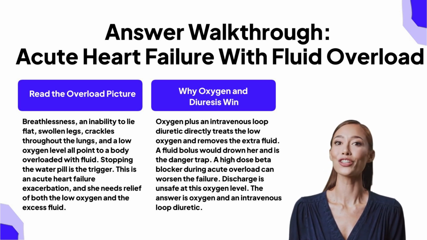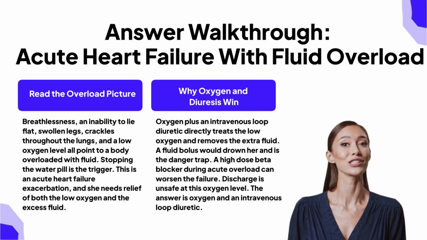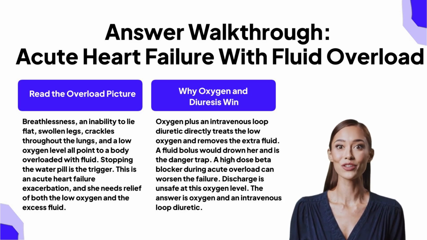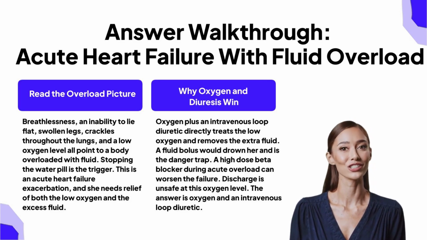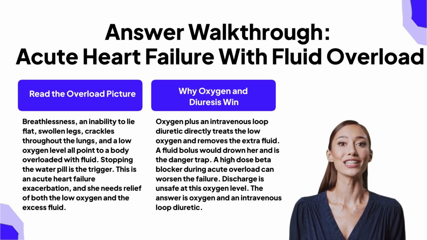Giving supplemental oxygen along with an intravenous loop diuretic directly treats the low oxygen and pulls off the extra fluid, and the patient usually feels dramatically better. Look at the traps. A large fluid bolus would essentially drown her and is the dangerous distractor for anyone on autopilot. Starting a high-dose beta blocker during active fluid overload can worsen the failure. Discharging her home at this oxygen level is unsafe. The correct answer is oxygen and an intravenous loop diuretic.